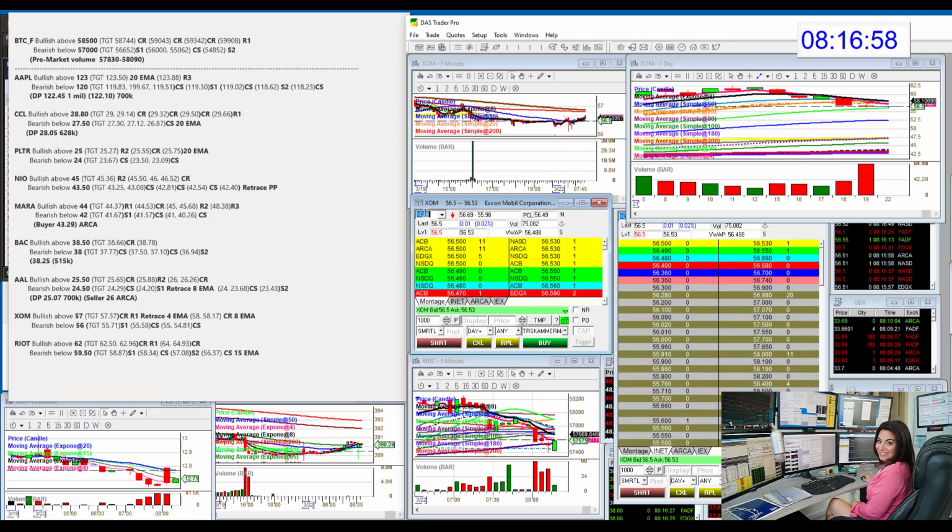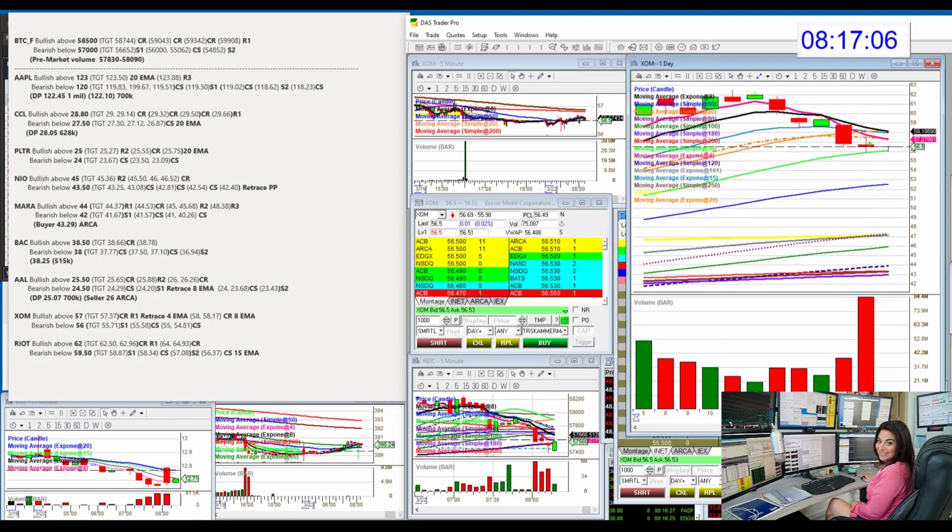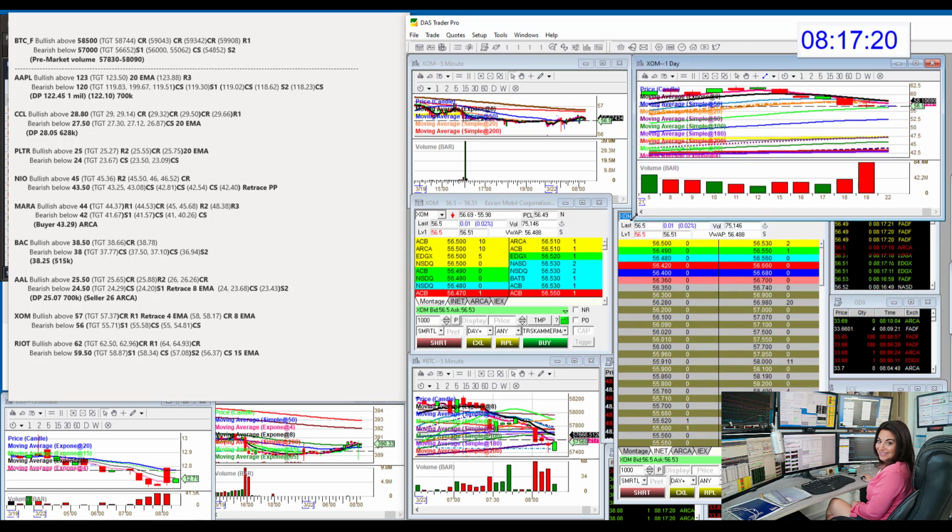ExxonMobil, very exciting because we had those massive oil prints. This looks good. Bullish above 57 for a retracement trade. You know, this 30 simple moving average is nothing to sneeze about here. It's pretty powerful. Are we going to bounce up, or are we not going to hold it and come down? Because we are below massive prints on XLE, especially where ExxonMobil is a top holding in that ETF. So bear below 56, bull above 57.